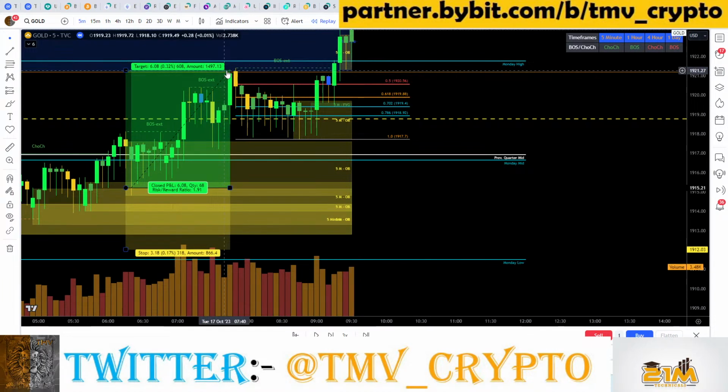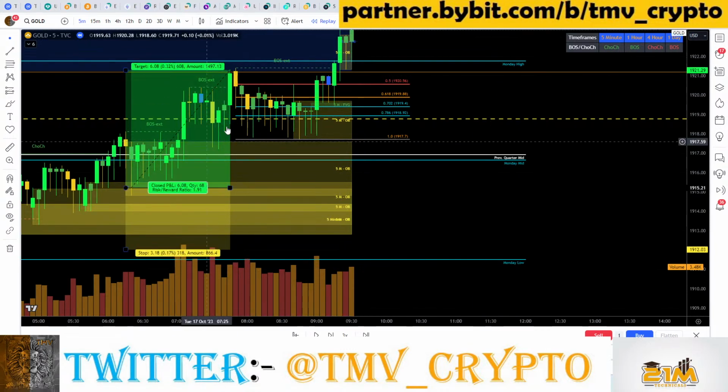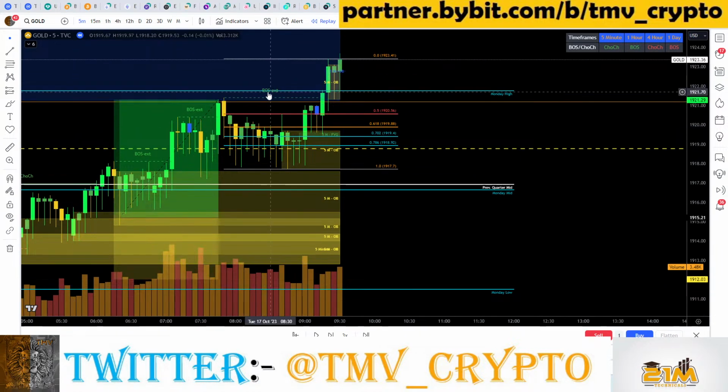Even if you caught this entry, it would have perfectly hit the 2R, and even if you had moved your stops to the previous quarter mid, it never hit and you're still riding it. So this was the first trade, and then you got another BOS ext. Even if let's say you really want to take another trade, that was a BOS ext, you would have literally longed the 0.702 or maybe 0.5 fib around these levels, and you would have let it ride.